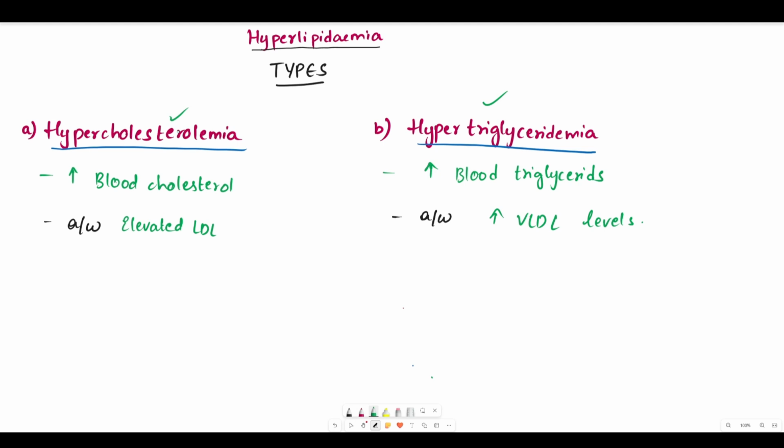In hypercholesteremia, the name itself says hyper means increase, cholesteremia means increased cholesterol levels. So if there is any elevation in the blood cholesterol levels, that condition is called hypercholesteremia. This is usually associated with elevated LDL levels. Coming to the second type, hypertriglyceridemia, here there is an increase in the blood triglycerides. If the triglycerides in the blood increase, that leads to the condition called hypertriglyceridemia. Here it is usually associated with increased VLDL levels in the blood.